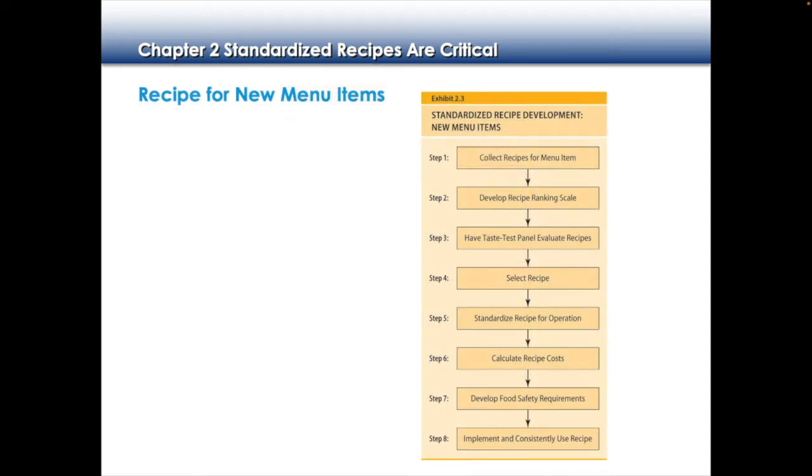So continuing with the different steps. Step 3, have a taste test panel evaluate these recipes. Now this is where you're going to get into the evaluation part that I just talked about. Hopefully, you should set it with the dining room place or have a blind tasting even. There's lots of different ways that you could do this.